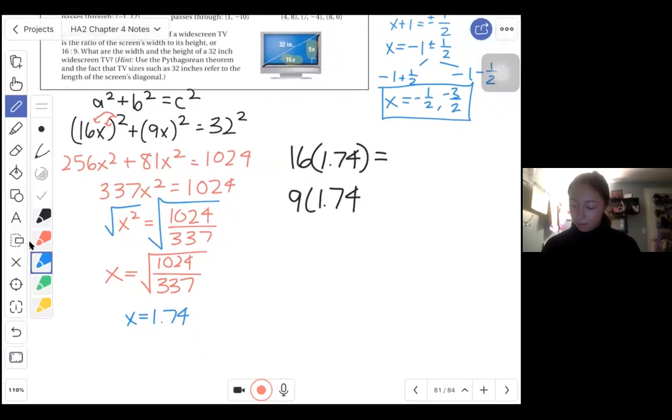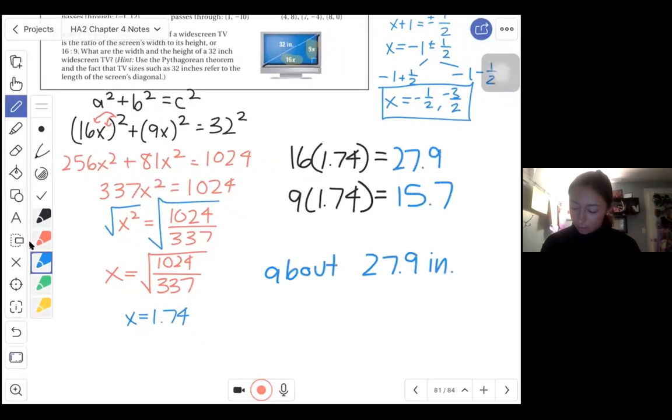When you do that, you'll end up getting 27.9 and 15.7. So it's about 27.9 inches by 15.7 inches.